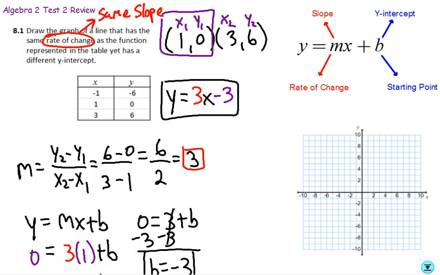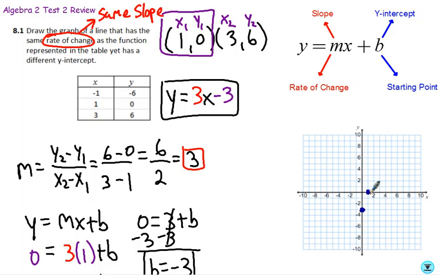Let's scroll back up. And again, let's make sure we understand what this is saying. This is saying that this line starts at negative 3 and it goes up by 3 each time. Right? So let's graph that. We know how to graph. So it starts at negative 3 and then it goes up by 3. So 1, 2, 3 over 1.